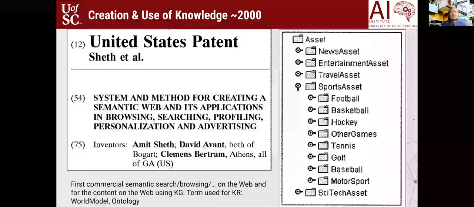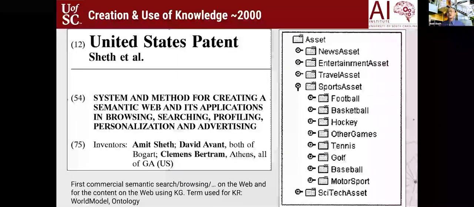Now, a much more scaled attempt to develop a knowledge graph dates back to around 1999, 2000. In 1999, I formed a company. This was the patent that was filed in the year 2000 and awarded in 2001. And we had a commercial semantic search engine in those days that used extensively both machine learning and knowledge graph. On the right-hand side, you can actually see a knowledge graph.